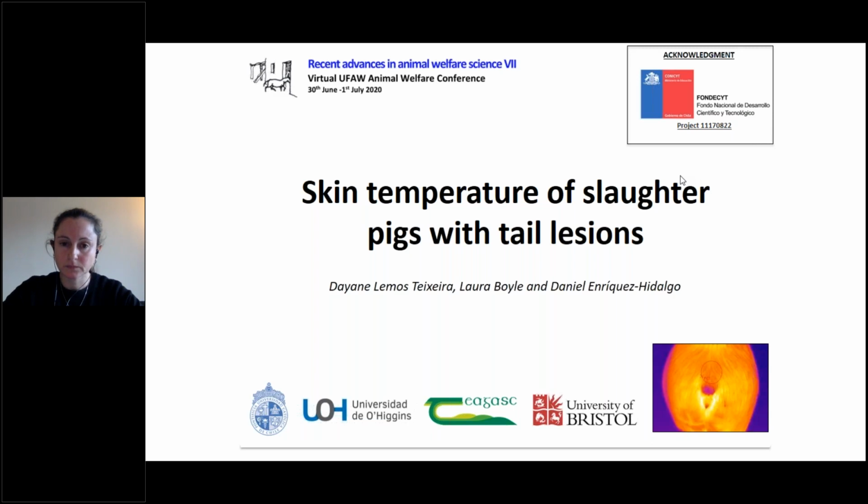Okay. So would you consider extending this study to investigate markers of stress versus inflammation to understand further what is causing the raised temperature? Yes, as I said, this study was part of a bigger study evaluating the prevalence, risk factors, and welfare of suspect pigs that are detected at the ante-mortem inspection. So we don't have plans to keep studying thermography.